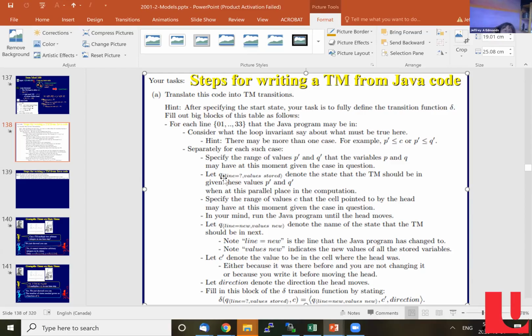So I'm going to provide you with 3 loop invariants and 33 lines of code. Whenever I want you to allocate new memory, I'm going to say it. When I want you to deallocate memory, I'm going to say it. When I want you to write on the tape, I'm going to say it. When I want to move the head, I'm going to tell you.